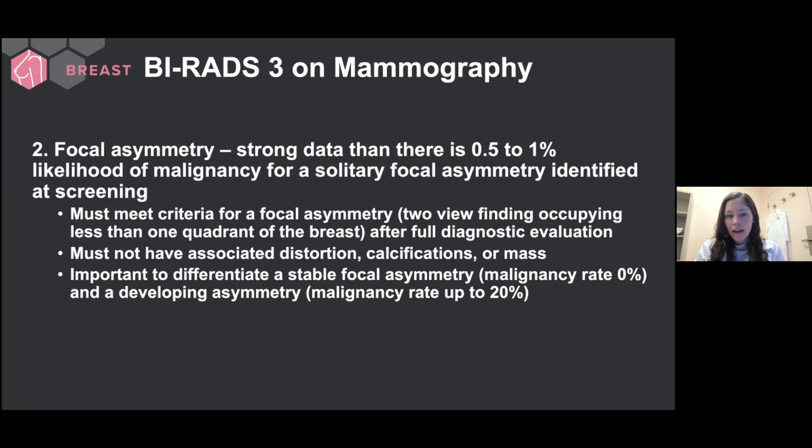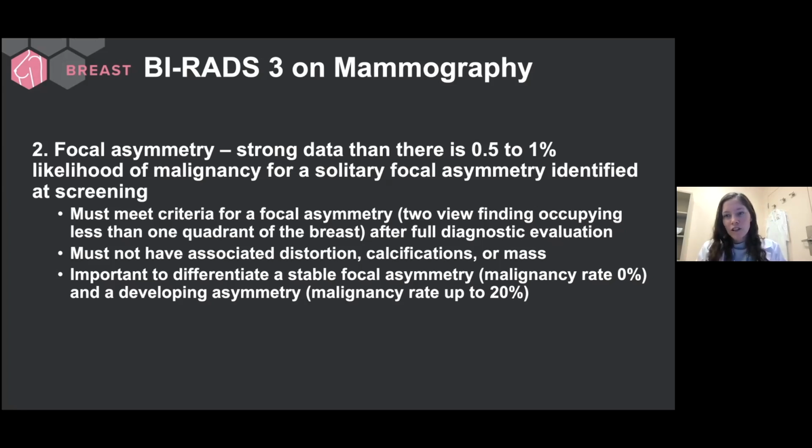So we want to make sure we're doing spot compression views and not giving this assessment right from a screening mammogram. It's important that the asymmetry is not associated with any distortion, microcalcifications, or a mass. We want to make sure we're differentiating what a stable focal asymmetry is. So if we have prior exams and we know that asymmetry has been present for greater than 2 years, that has a malignancy rate of 0%.